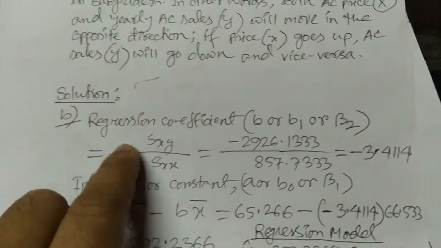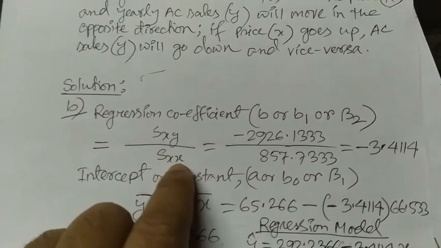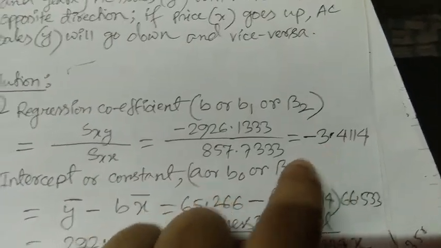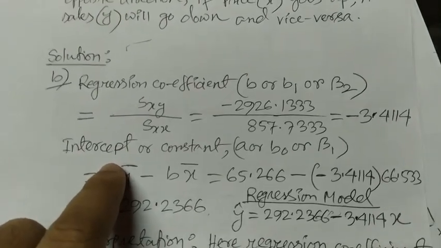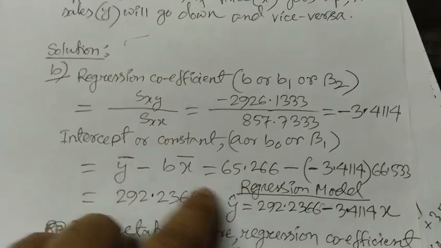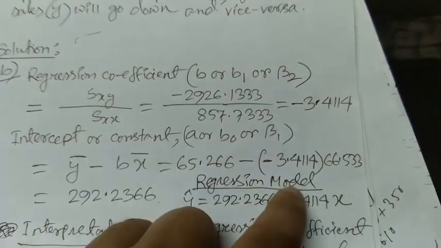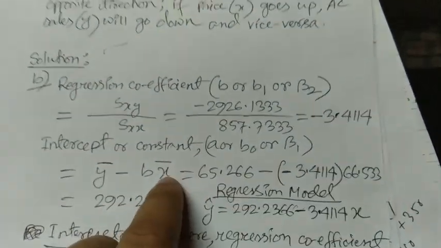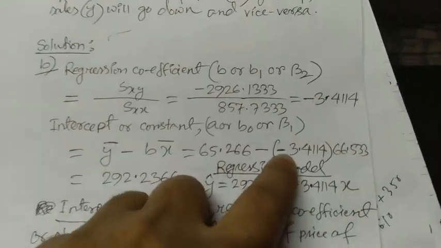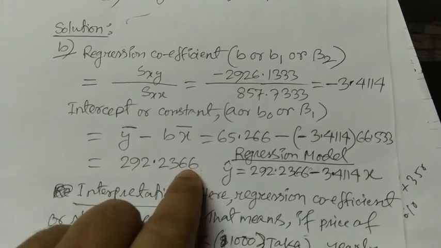Now we will solve part B, the regression coefficient. You know the formula for the regression coefficient is Sxy divided by Sxx. If you put the values there, you will get this. The intercept you can calculate as y bar minus b x bar. Y bar we have calculated, minus b, which is this one, multiplied by x bar, which we have calculated from the calculator. If you calculate it, you get 292.2366.